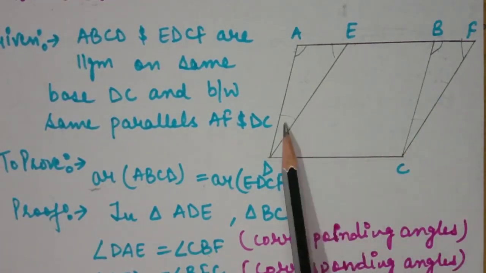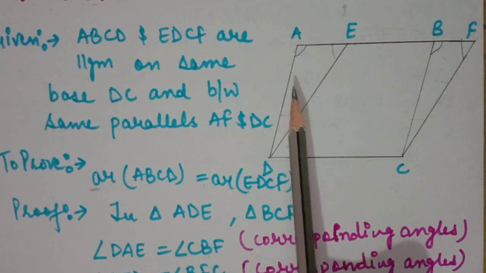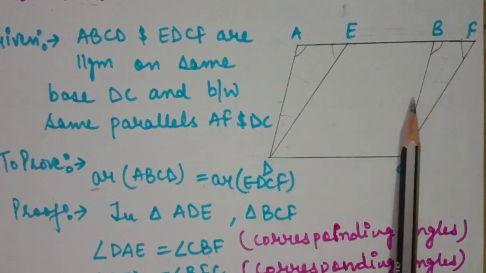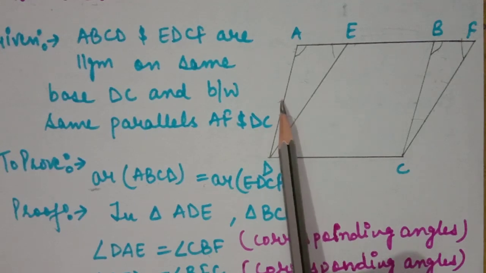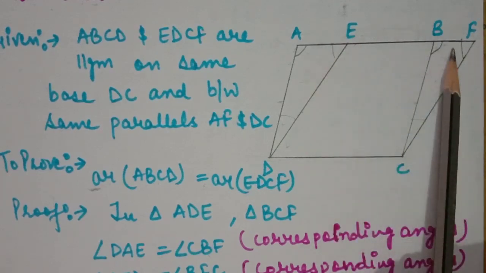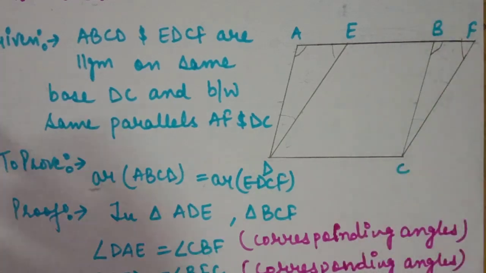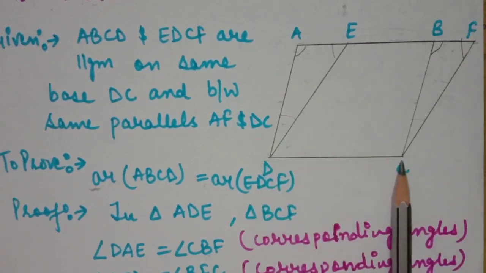So we will use angle ADE and angle BCF. First thing, these two angles are equal to each other. Second thing, this side is equal to this side, opposite sides of a parallelogram. This side is equal to this side, opposite sides of a parallelogram. So by SAS, both triangles are congruent to each other. But students, we have another method to prove this. If these two triangles are congruent, then AB is equal to EF. Why are they equal? Let me explain. AB is equal to DC, opposite sides of a parallelogram.